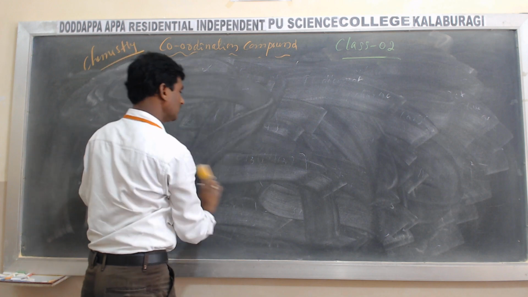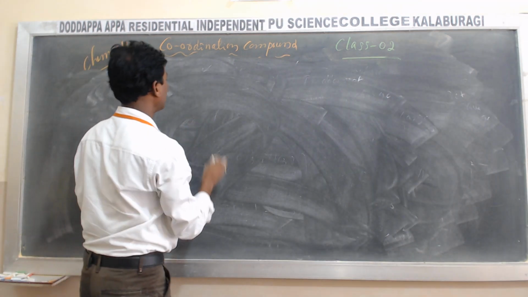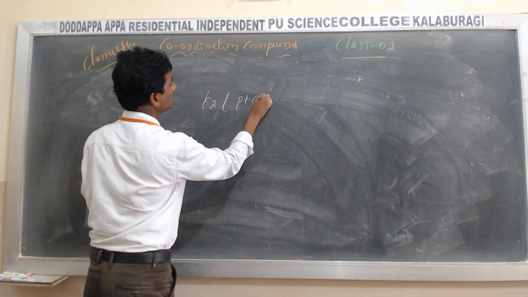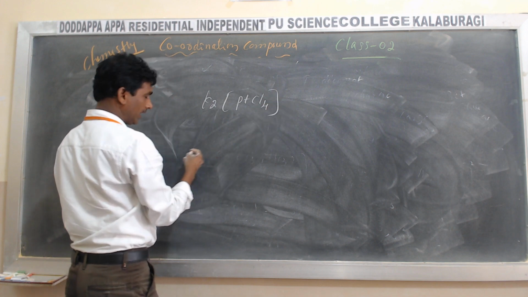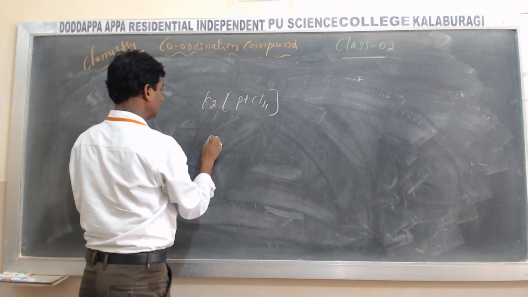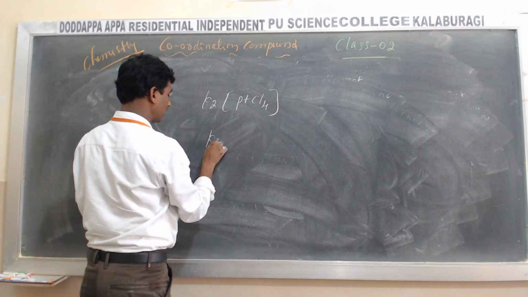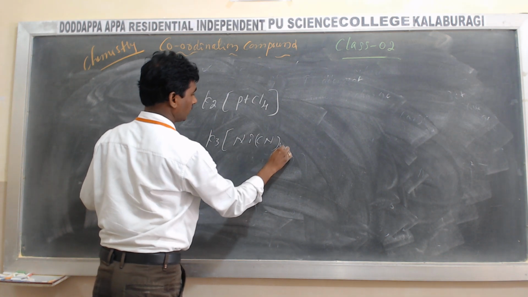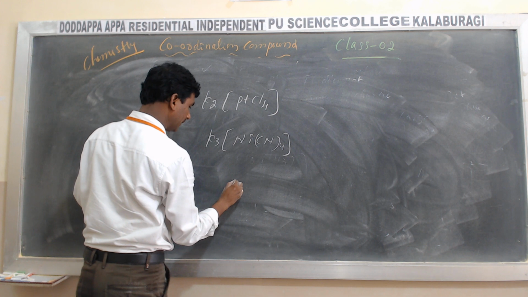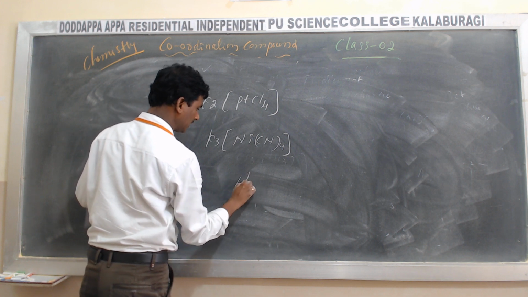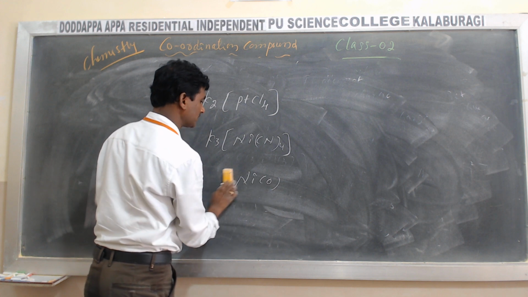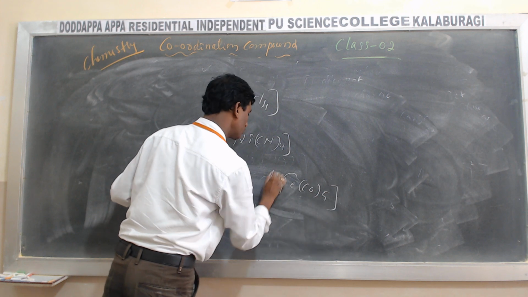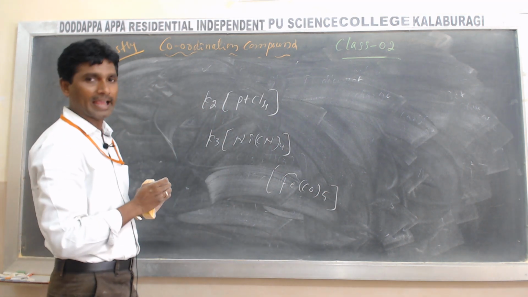So another example I can discuss here. This is K2 PtCl4. This is one example, and the next example I can take here: K3 Ni CN4. And one more example I can take, the same example once again, NiCO4, or otherwise another example, FeCO5. So how can you identify cationic, anionic and neutral complex?